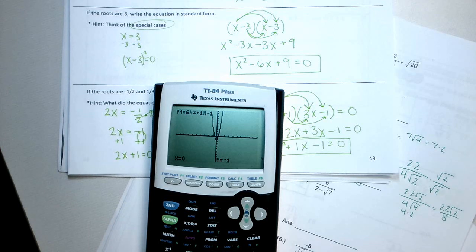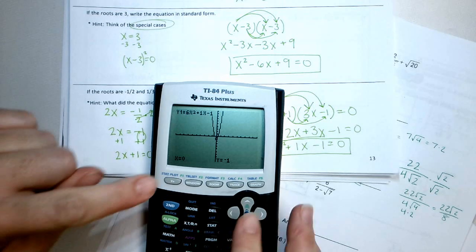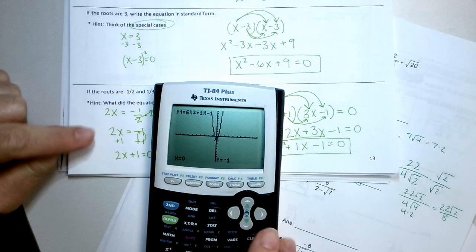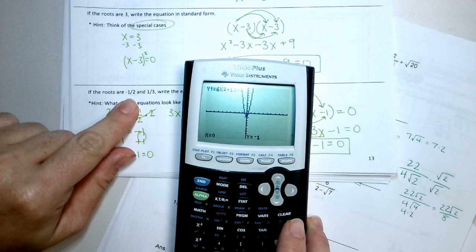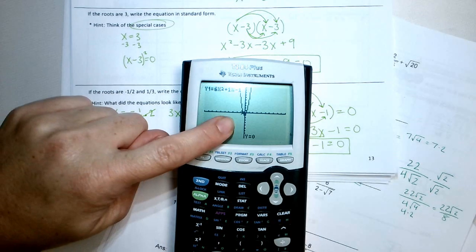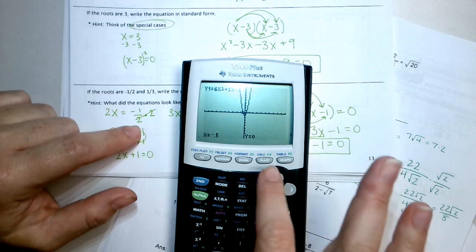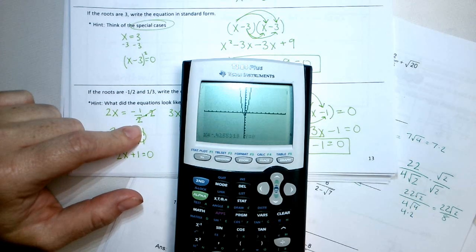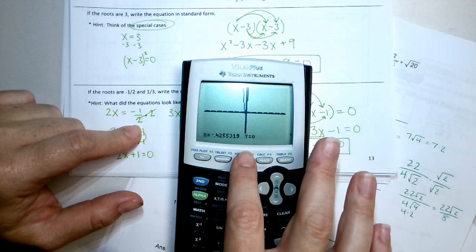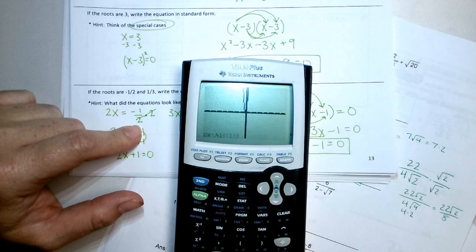Thank you. Okay, I hit graph and then I hit trace. Do you see how all that stuff pops up? And you can literally just type the x value. So negative 1 divided by 2. Did it land on there? If it's hard to tell, you can zoom in. I zoomed out, probably not the best idea. Zoom in. So now it's much better.